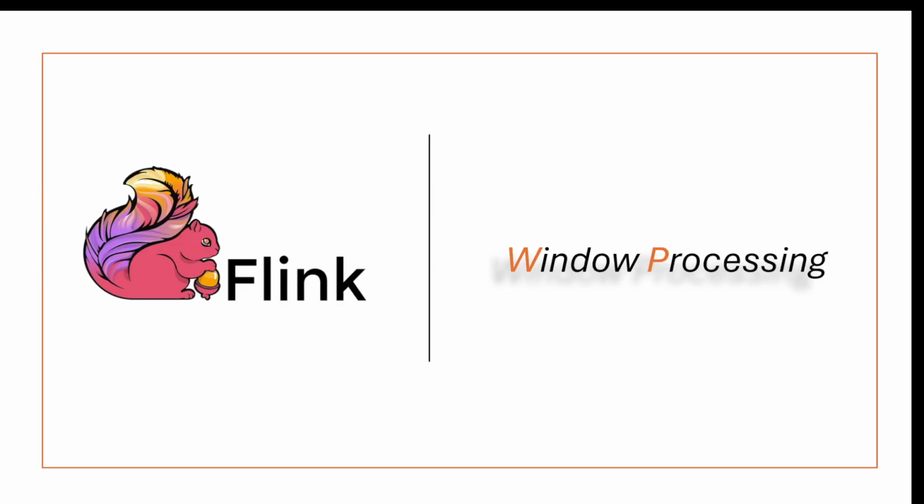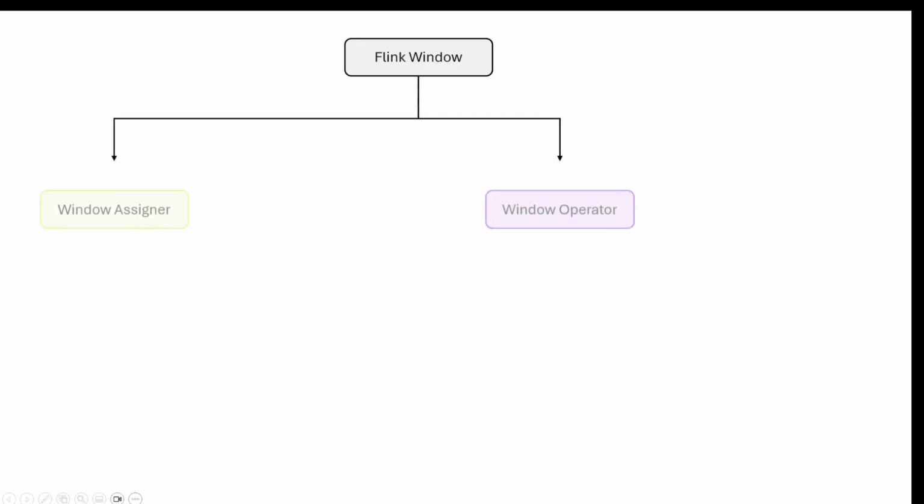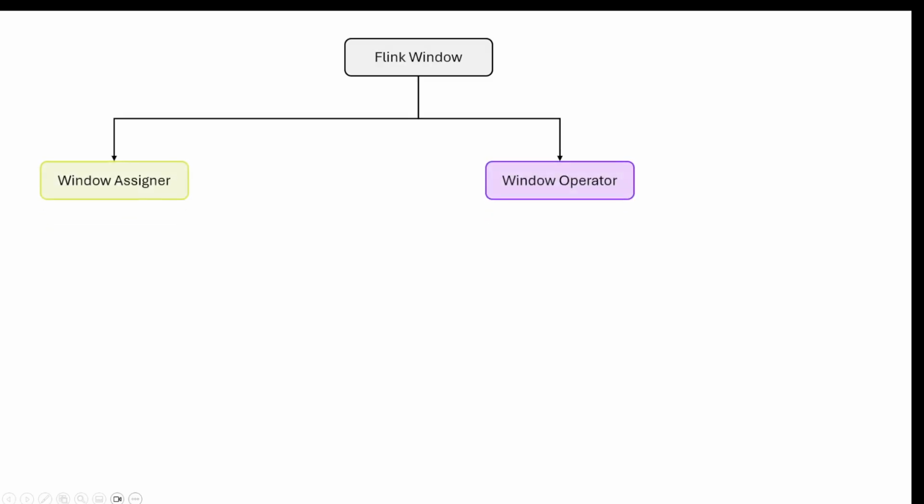So Flink has a very robust windowing mechanism. It has what you call a window system, which has majorly two components. So Flink window can be broadly divided into two components. One is the window assigner, another one is the window operator. The assigner's job is to assign new events to the window, and the operator processes that particular event, maintains the state, applies the trigger, executes the functions, and then returns the response.